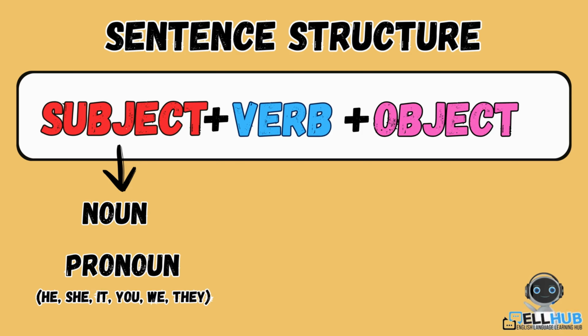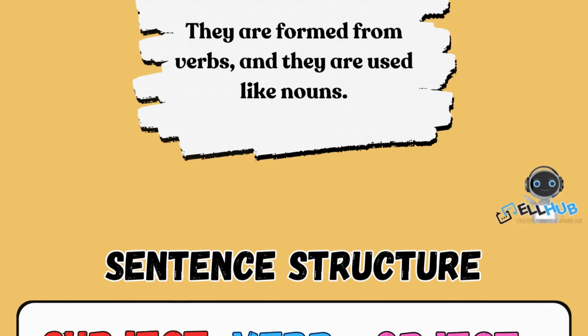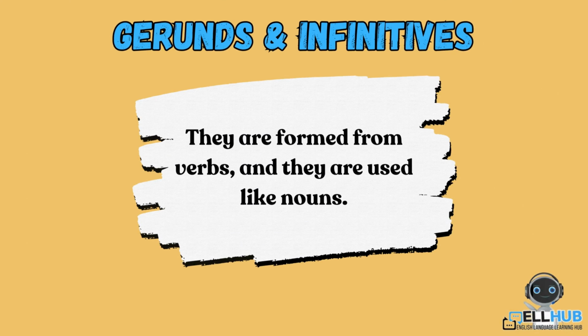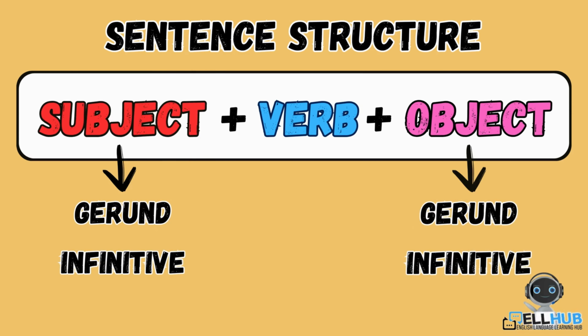The object is the receiver of the action. It answers the question whom or what in relation to the verb. It could also be a noun or a pronoun. When we use gerunds and infinitives, we use a form of a verb that expresses the action meaning of a verb and the grammatical function of a noun. Gerunds and infinitives act like nouns in sentences. This means they can be used as either the subject or the object, just like regular nouns.